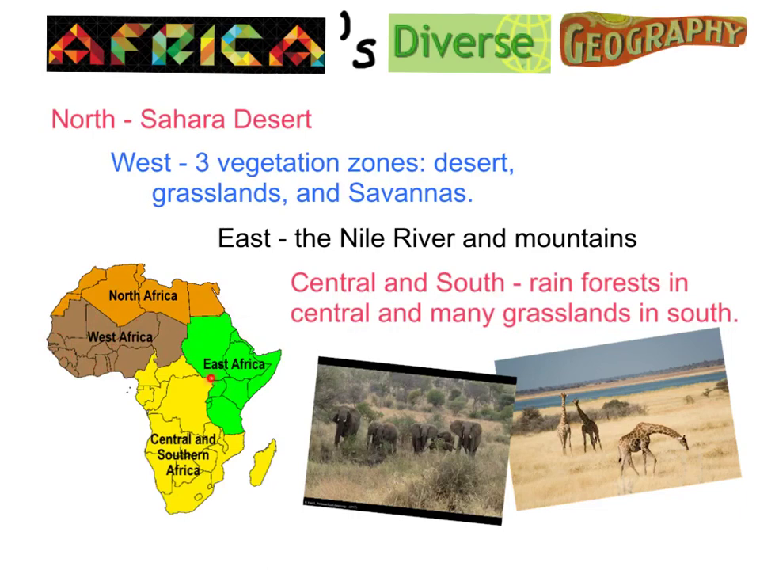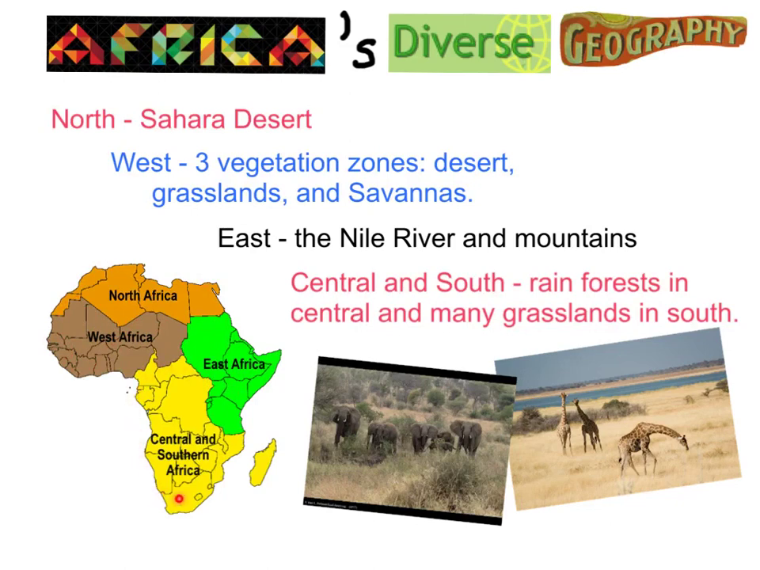In East Africa, you have the longest river in the world, which starts down here in the mountains and travels upward, as we talked about before when we talked about ancient Egypt, the Nile River, and there's lots of mountains in this area as well. The tallest mountain in Africa is Mount Kilimanjaro.